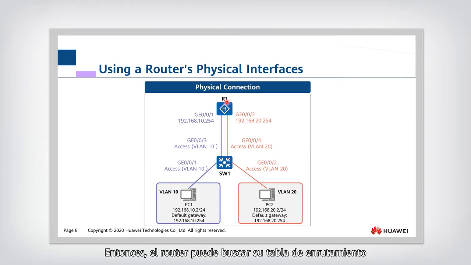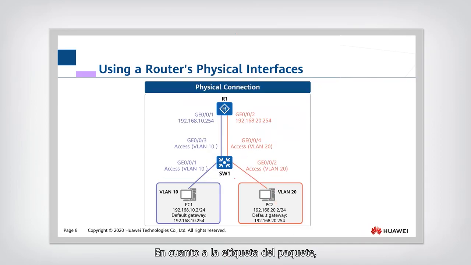And then the router can look up its routing table to check, for the packet destined to PC2, which outgoing interface it should be forwarded to. Then it checks that this one should be forwarded from interface 2. So the packet is transmitted here. And when the packet arrives at the switch, it finds that it is for VLAN 20, and then it is transmitted out until it reaches PC2.